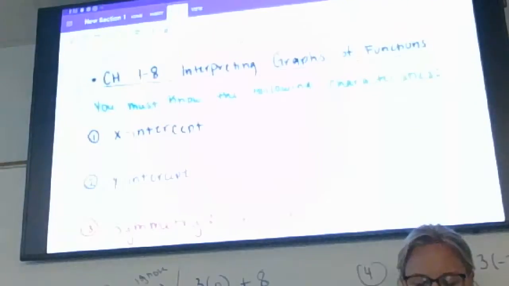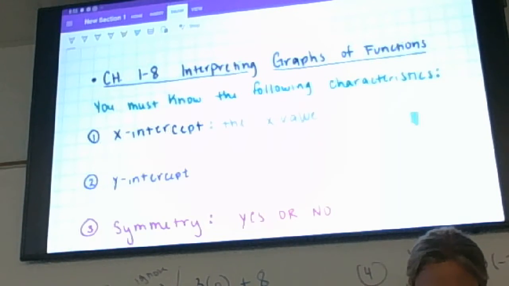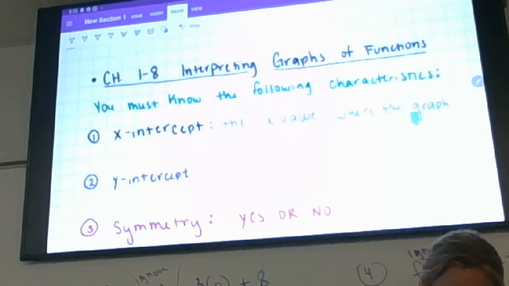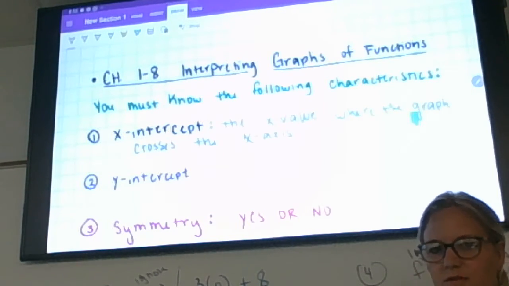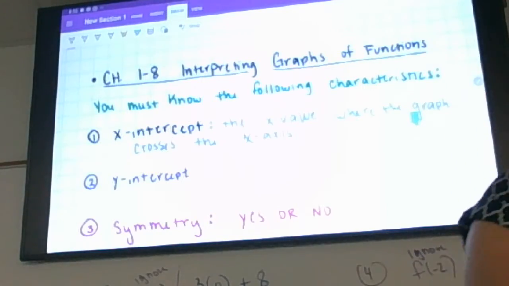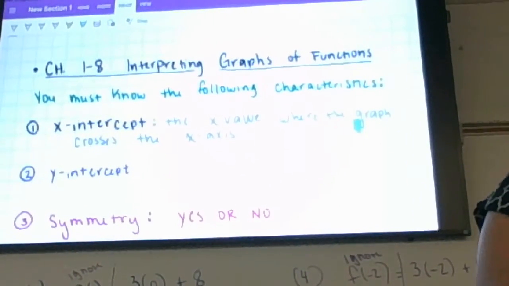The x value where the graph crosses the x-axis. That's your x-intercept. You can't read that at all anymore on here. I gotta turn that light back on.